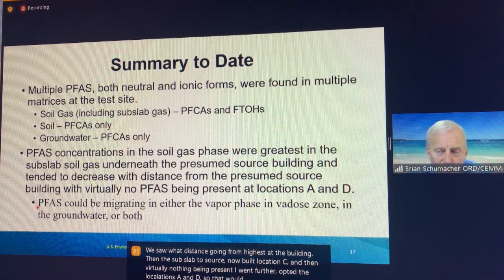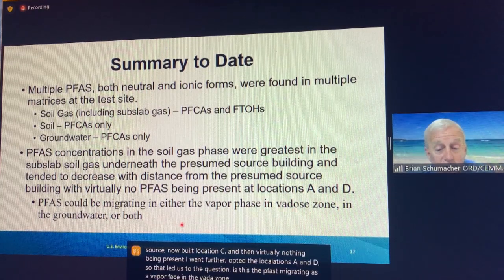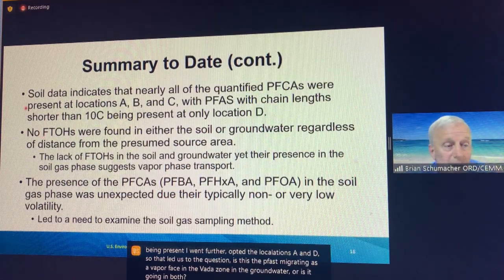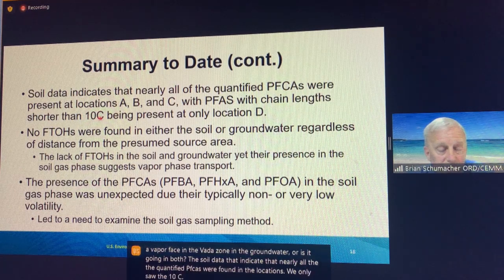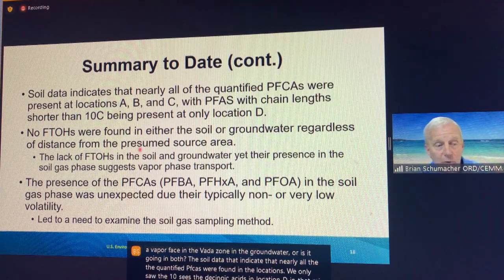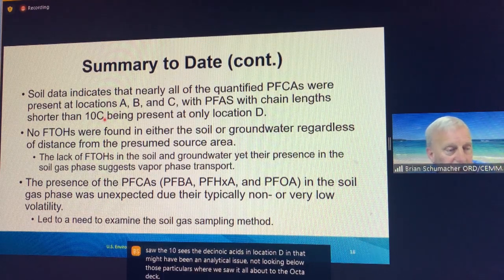So that led us to the question: is this PFAS migrating as a vapor phase in the vadose zone, in the groundwater, or is it going in both? The soil data indicated that nearly all the quantified PFCAs were found in the locations. We only saw the C10s, the decanoic acids, in location D, and that might have been an analytical issue, not looking below those particular ones, where we saw it all out to the octadecanoic acids.